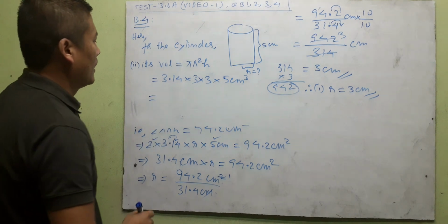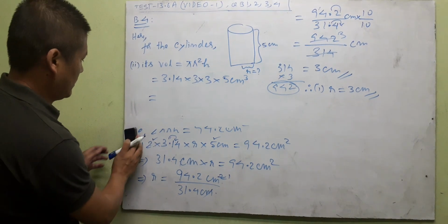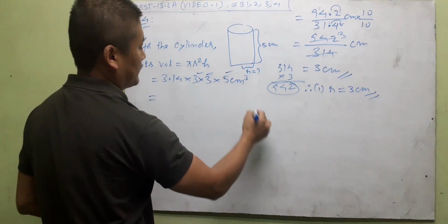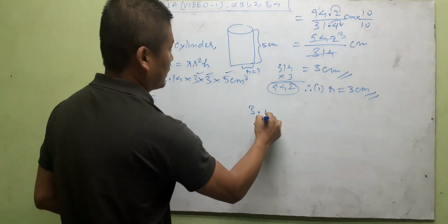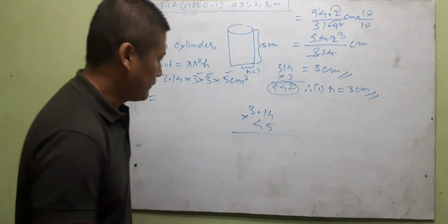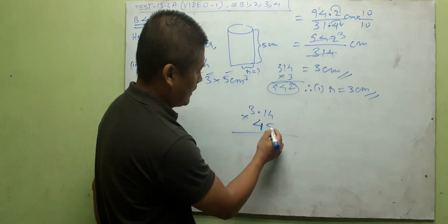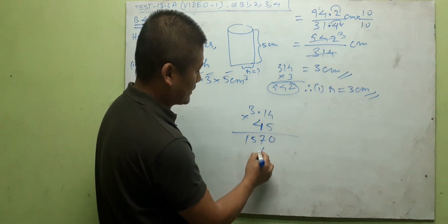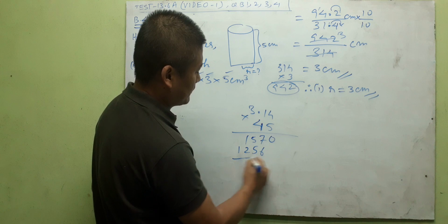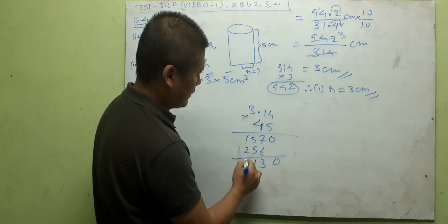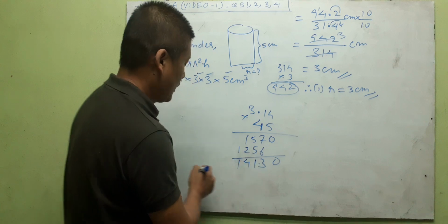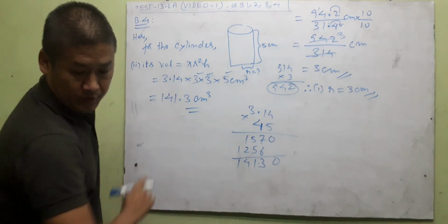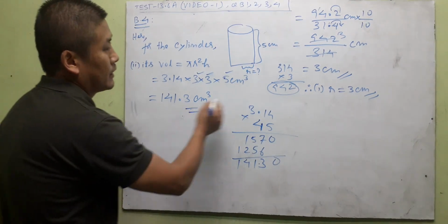Now you can do it like this. Quite simple. 3 3s are 9, 9 5s are 45, up to here. Then 3.14, multiply that by 45. 5 4s are 20, 2 in hand. 5 1s are 5, 7, 15. 4 4s are 16, 4 1s are 4, 5, 4 3s are 12. So the answer is 141.30, which means 141.3 centimeter cube is the volume. So that is the second answer and the first answer.